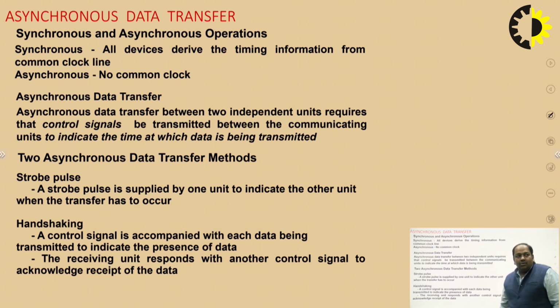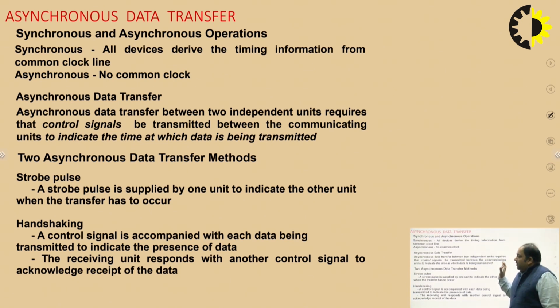What is the difference between the two? Synchronous means when we are in sync with someone. Sync means we are affected by and communicated about the things the other is doing. In a CPU, synchronous means all devices derive the timing information from a common clock line. Asynchronous means we are not affected by others; we are just doing what we have to do. So there is no common clock when we talk in terms of computer architecture.